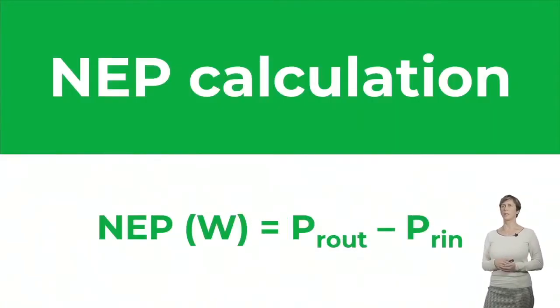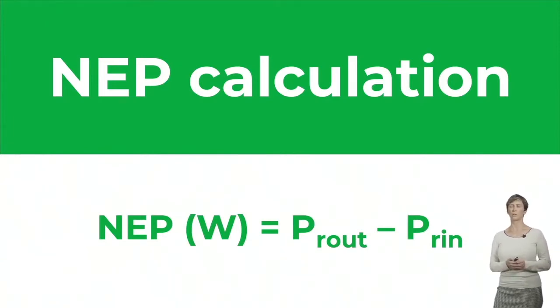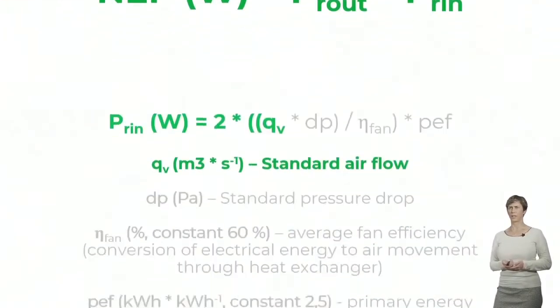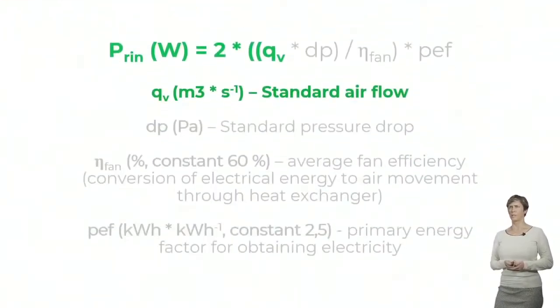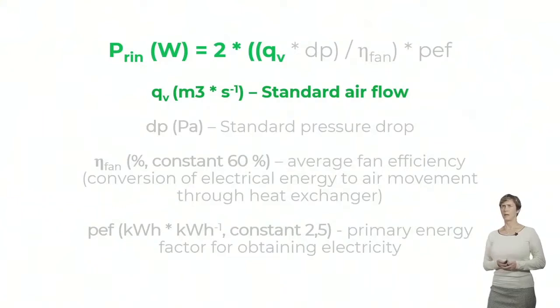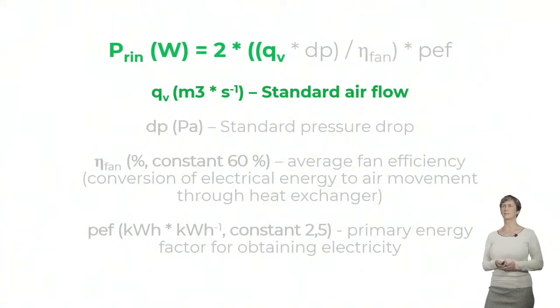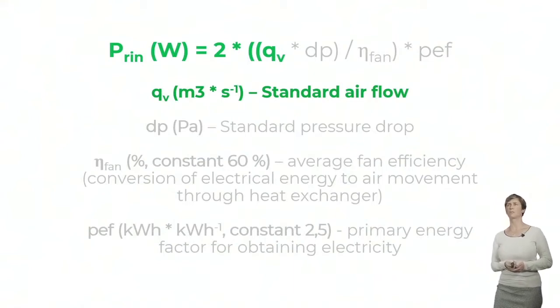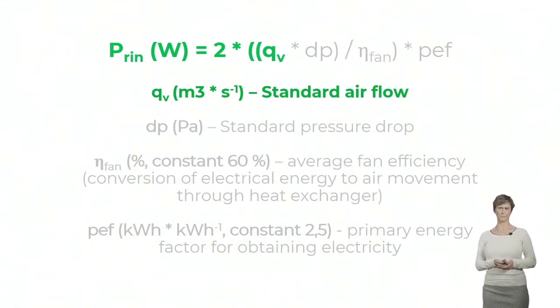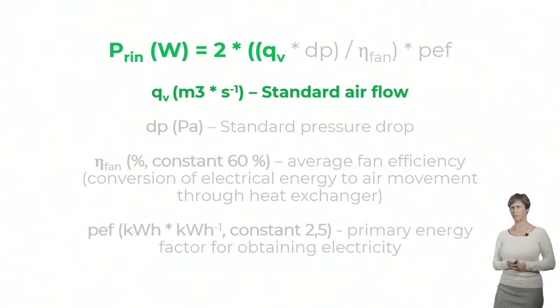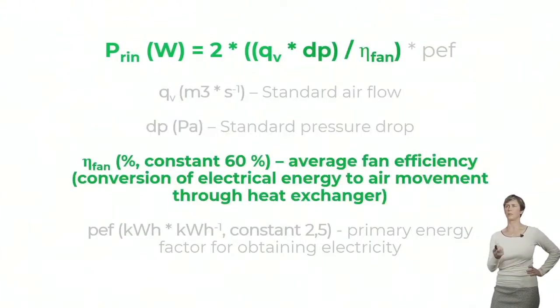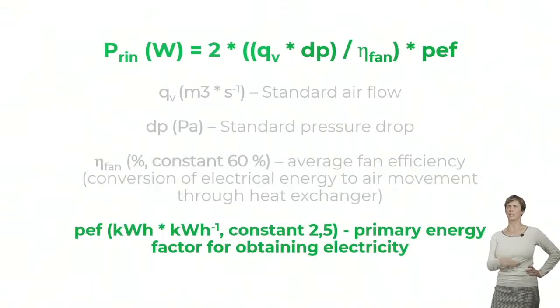Now we will calculate the second part, the energy which we have to put into the fans so they can be able to overcome the pressure drop. We have two fans, so it's twice, 2, multiplied again by standard airflow in cubic meters per second. And then a very important value, standard pressure drop. And then we have two constants. One, 60%, we calculate as an average fan efficiency.